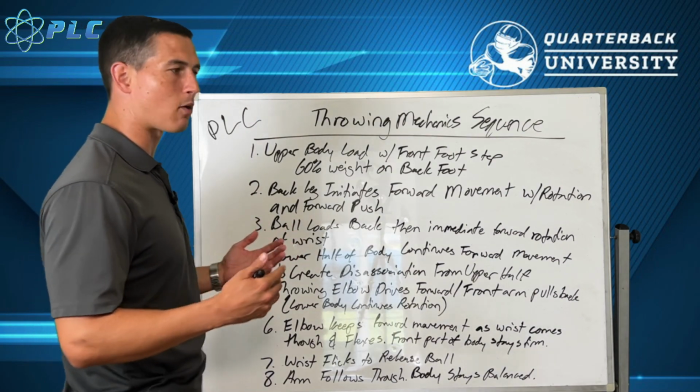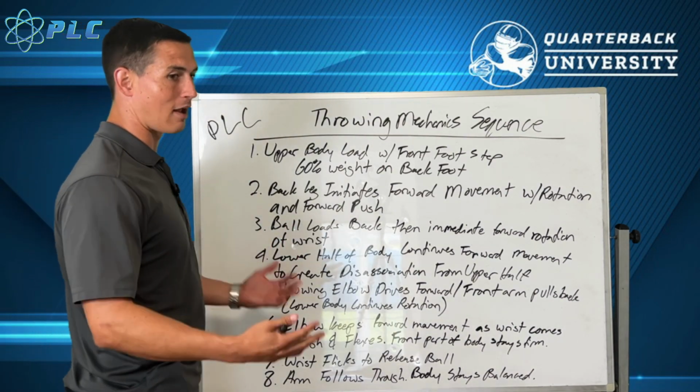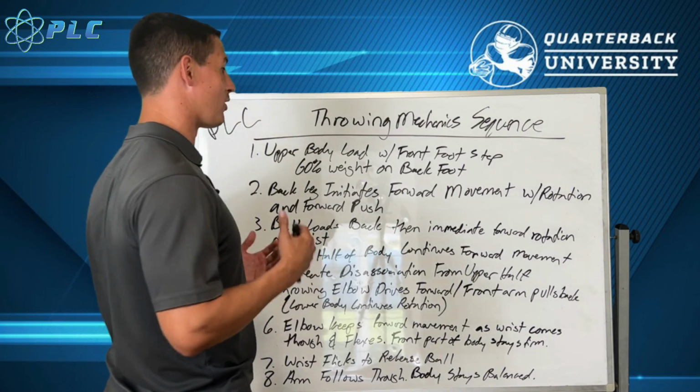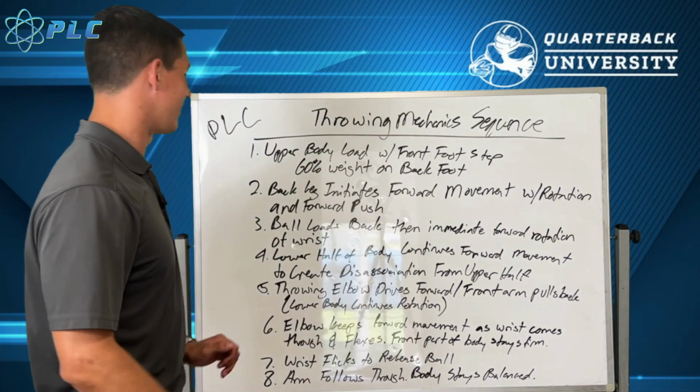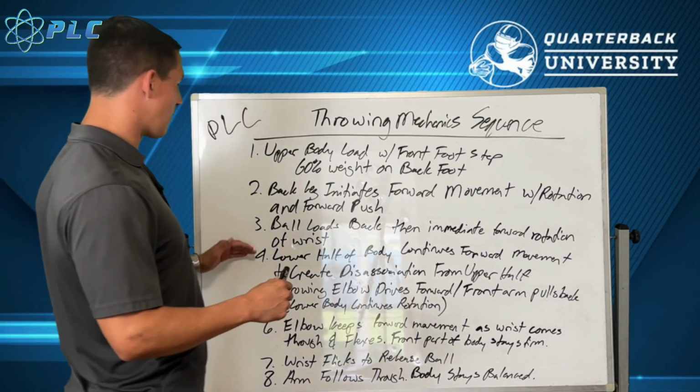Some people have a longer backwards movement. Some people are shorter. That's where Dan Marino is great. He had a very, very short back movement and then immediately went to forward rotation of the wrist, getting that pinky facing straight ahead. Okay, number 4.